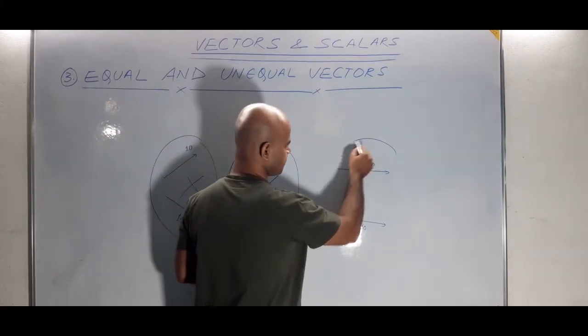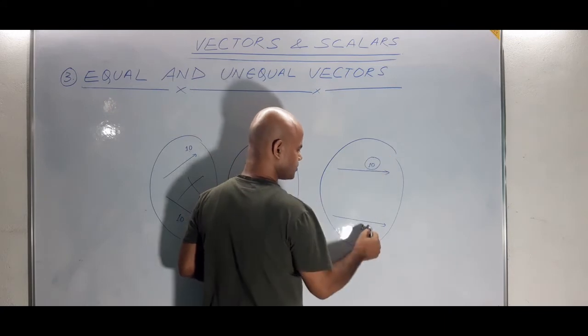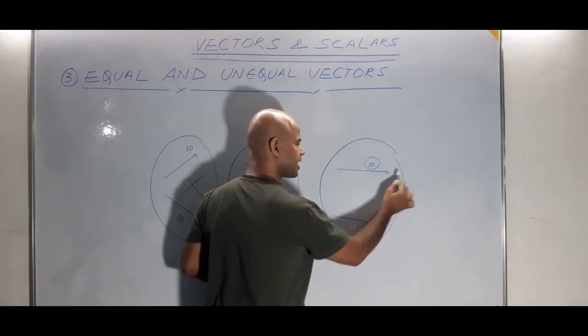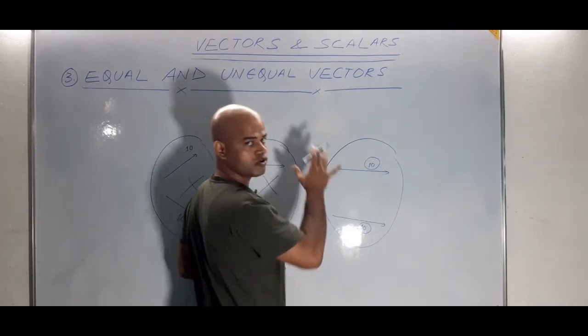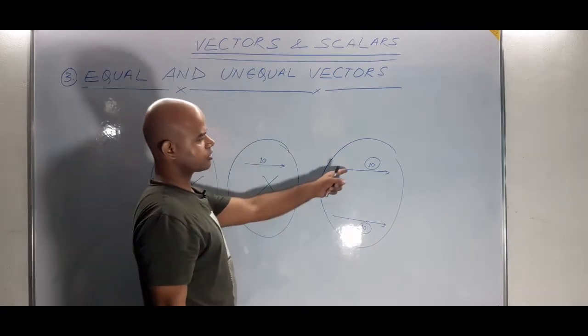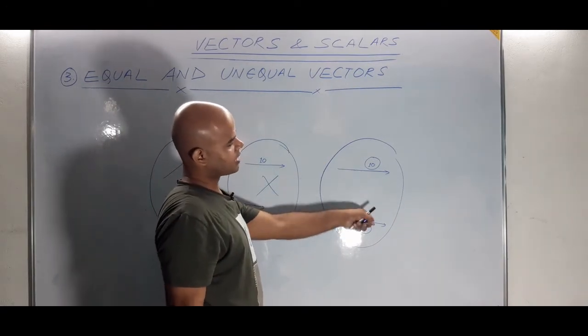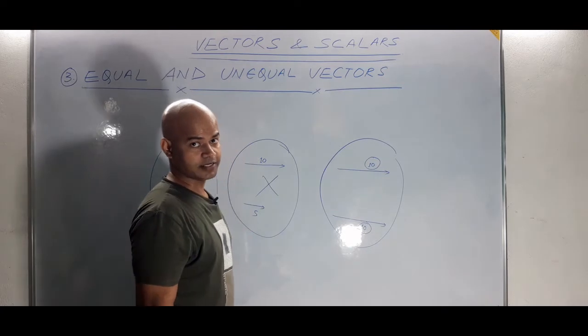If you look here, the magnitude is the same, and the direction is also the same. So both of these things are the same for the two vectors. So these two vectors are said to be equal vectors, right?